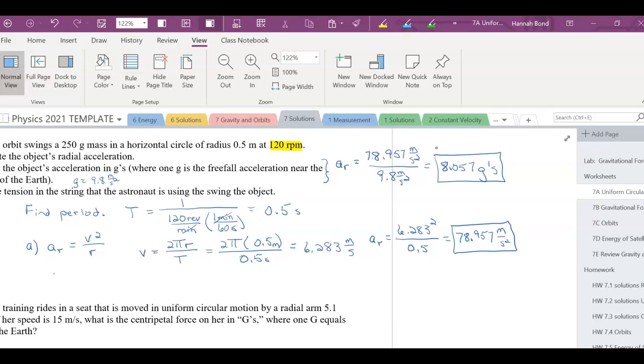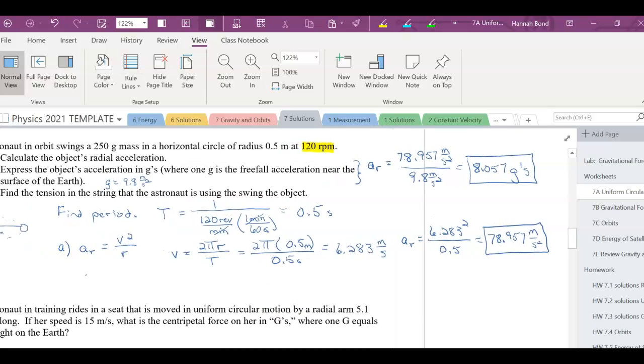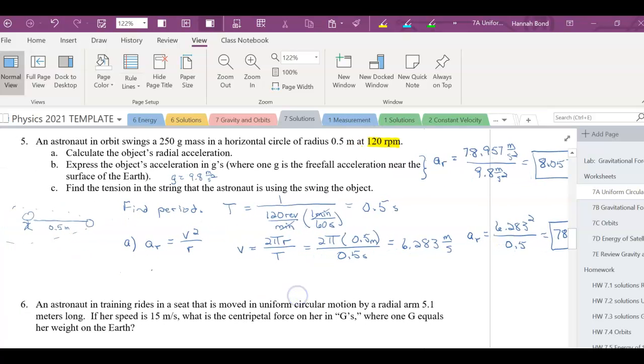We've all experienced the acceleration due to gravity near the Earth. You know, we've jumped off steps or jumped off low walls, so we've felt that acceleration down to the surface of the Earth. We've all thrown balls and seen how they accelerate as they fall down. And so this particular thing that the astronaut is swinging is experiencing 8 times that type of acceleration.